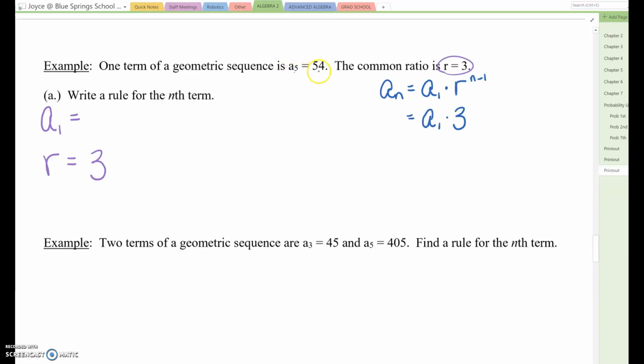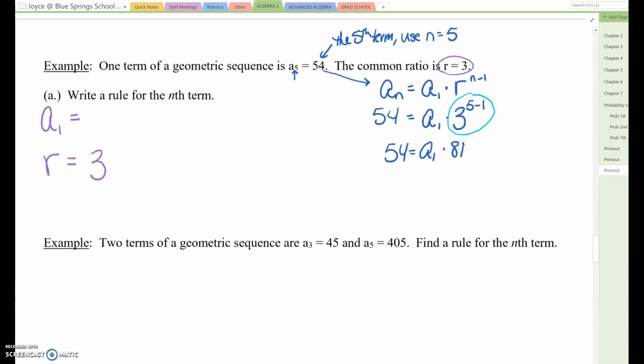A sub 5 is 54. 54 is going to go in place of A sub n. And because 54 is the 5th term, we will use 5 in place of the n. So 54 is the 5th term. Use n equals 5. We can do this part in our calculators. 3 raised to the 4th is 81.